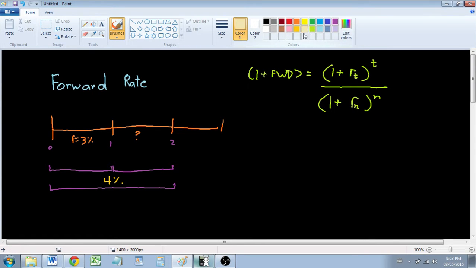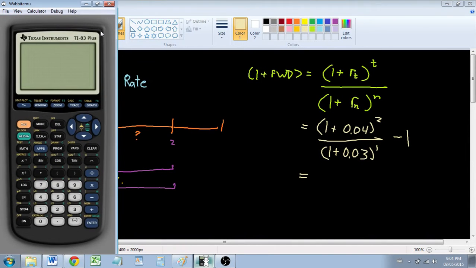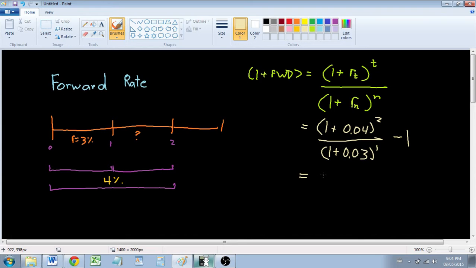So let's plug in the numbers and let's see what we get. This is going to be equal to 1 plus 0.04, and that's going to be for 2 years in our case. And then this is going to be divided by 1 plus 0.03, but only for 1 year. And what do we get? Well, let's bring out a calculator. Okay, so we're going to end up with 5%. So that's what the forward rate is for this.